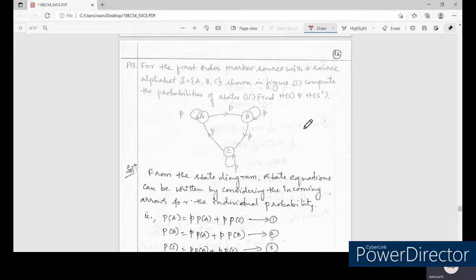In the last class, we were discussing the Markov source model and we solved one particular problem. In today's class, we are going to have variations on this problem. So for that, let us consider one of the problems.